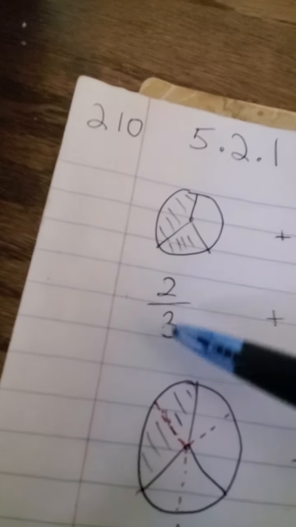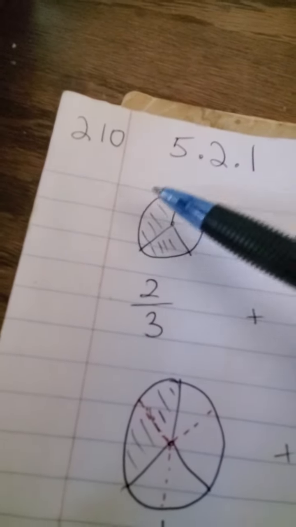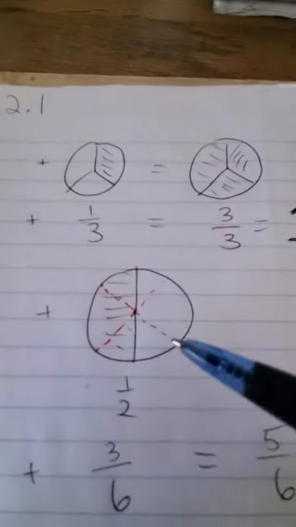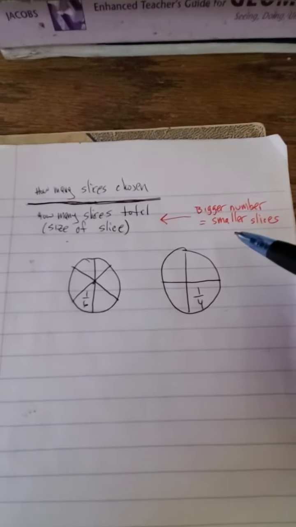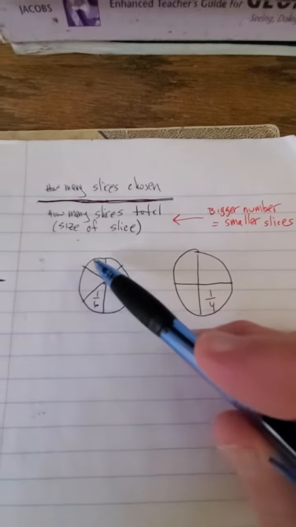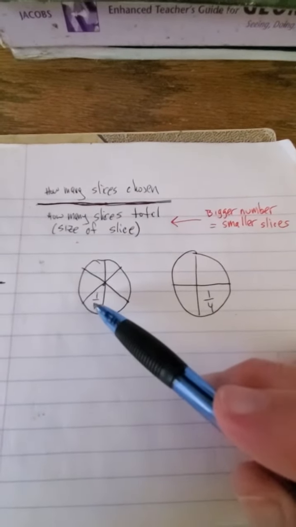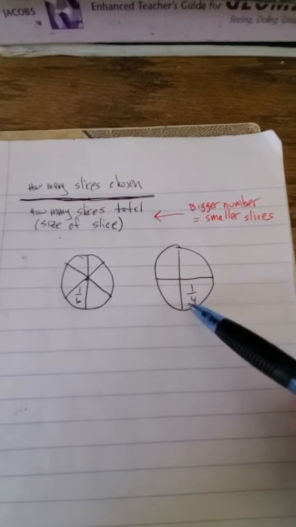Now, of course, the bottom tells you the size, because if the bottom is a 3 and there are 3, then they're a certain size. When the bottom is 2, well, you can't see it anymore from this picture. When the bottom is 6, the slices are a little bit thinner. Ironically, a bigger number equals smaller slices, meaning if I have a 6 on the bottom, I broke the pie into 6 pieces, so each one is smaller. Here I have a 4 on the bottom, so I only broke the pie into 4 pieces. Each slice is actually bigger.